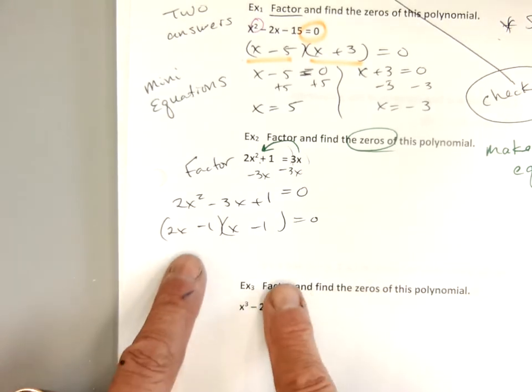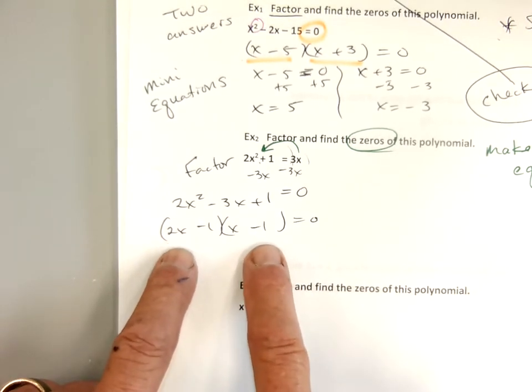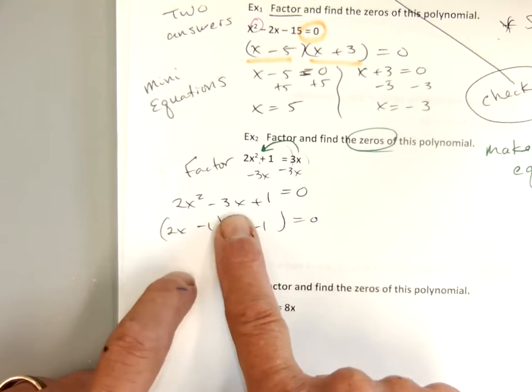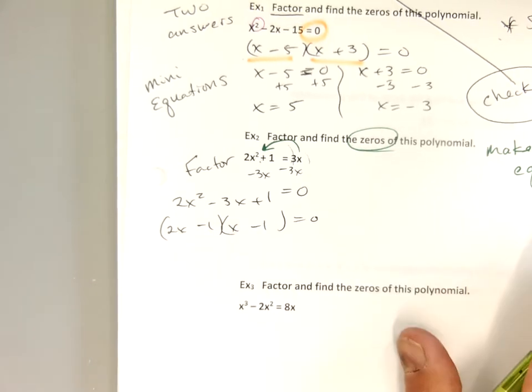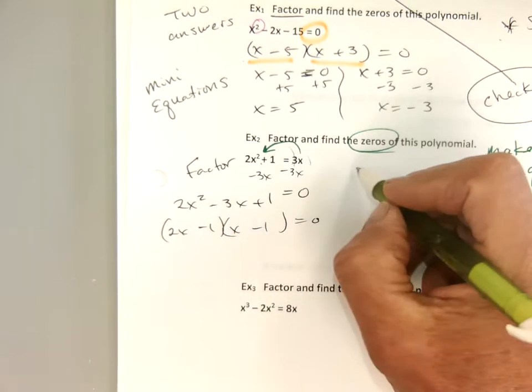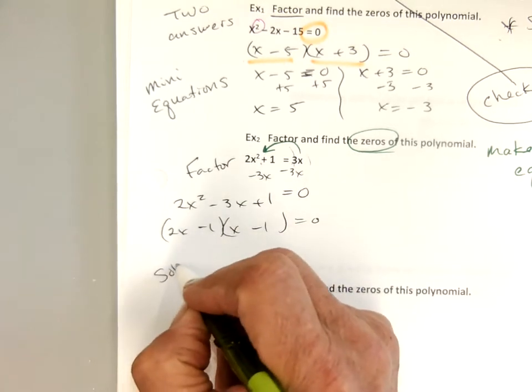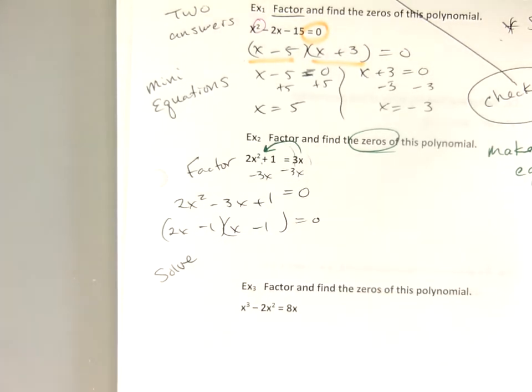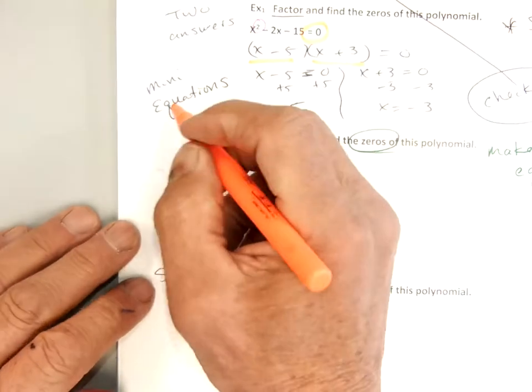Minus 1, because remember the double smiley? Negative 2x, negative 1x. But we're not done because we're going to solve. We've got to solve, right? So if we're going to solve, we need to go back to our mini equations, right?